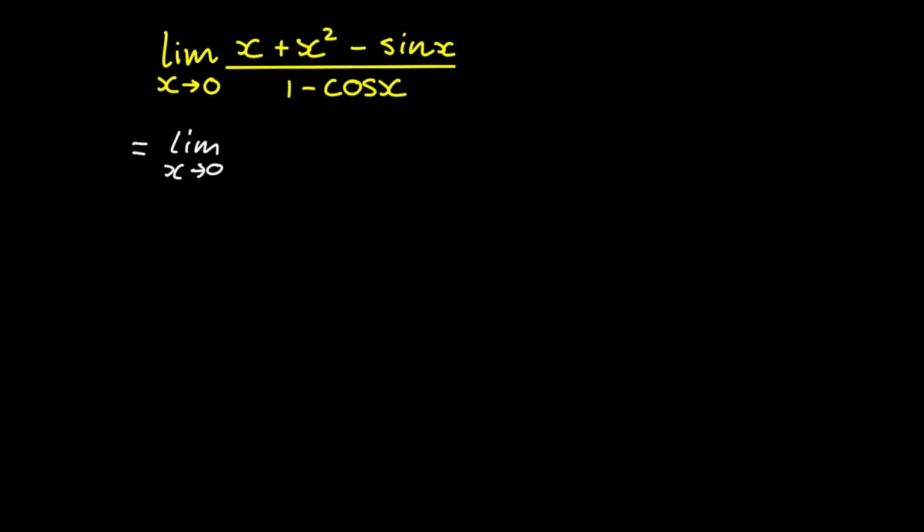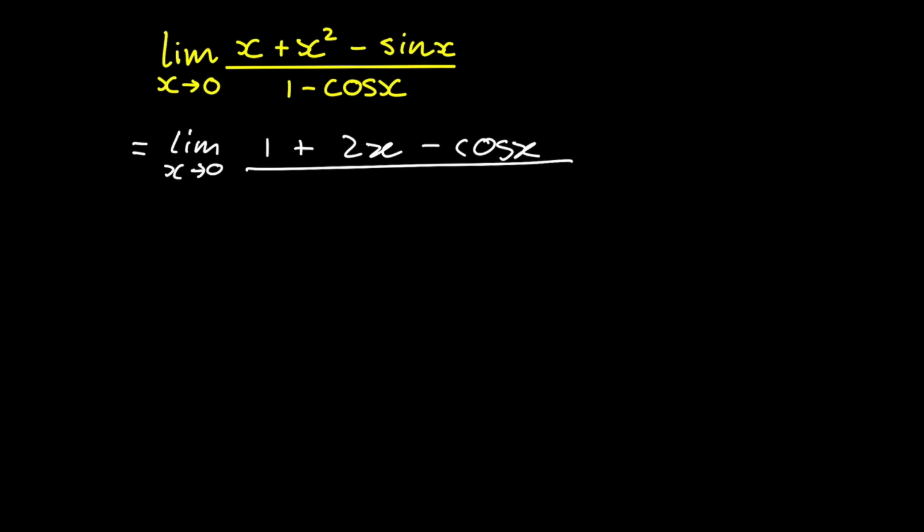So we have to do the derivative of the numerator over the derivative of the denominator to eventually change this to a form where we can substitute in for x. So let's go ahead and do that. Taking the derivative of the numerator, we have the derivative of x, which is 1, plus the derivative of x squared, which is 2x, minus cosine of x, because the derivative of sine of x is cosine of x. And that all over the derivative of 1 minus cosine of x.